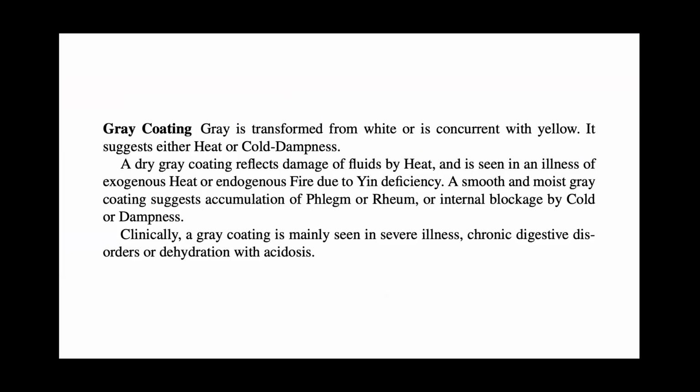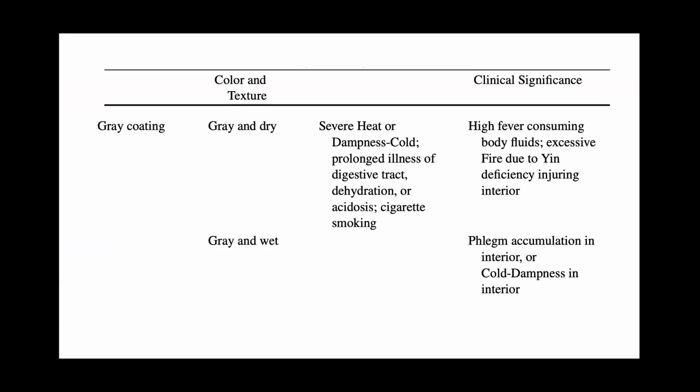Clinically, a gray coating is mainly seen in severe illnesses, chronic digestive disorders, or dehydration with acidosis. So if there's gray and dry coating, this means severe heat or cold dampness, prolonged illness of the digestive tract. There may be dehydration or acidosis and cigarette smoking. The clinical significance is high fever, consuming body fluids, excessive fire due to yin deficiency, injuring the interior. If it is gray and wet, then this would mean phlegm accumulation in the interior or cold dampness in the interior.